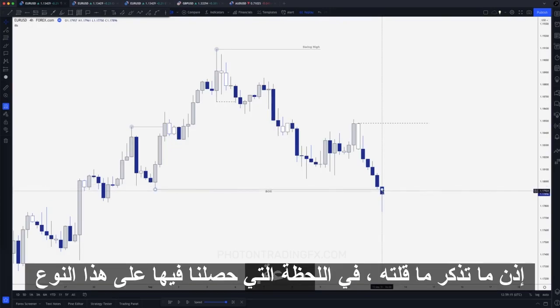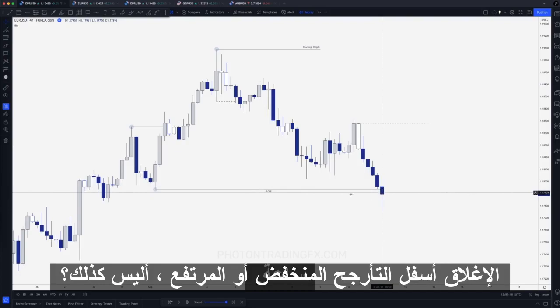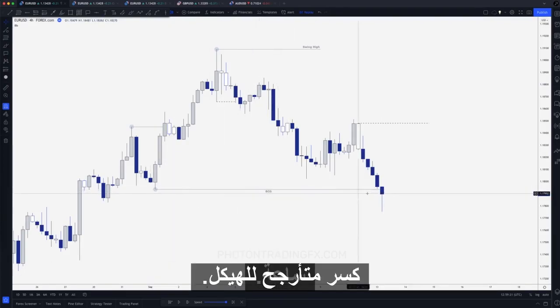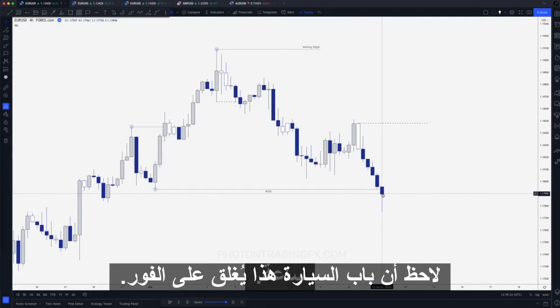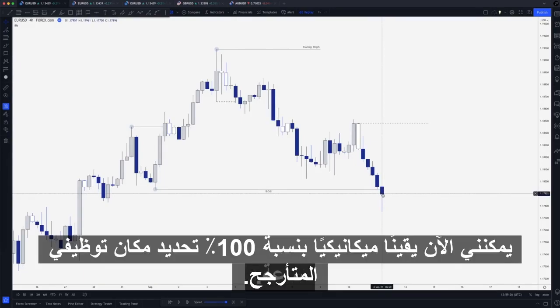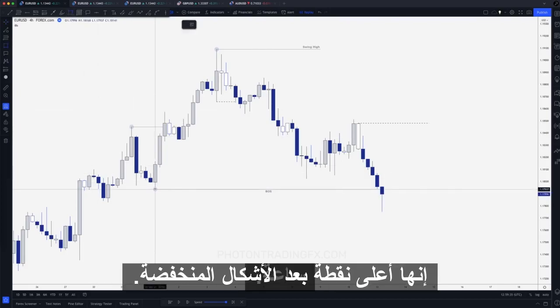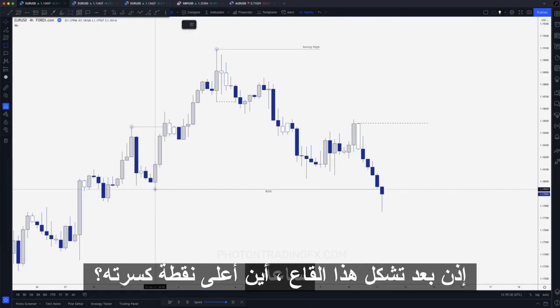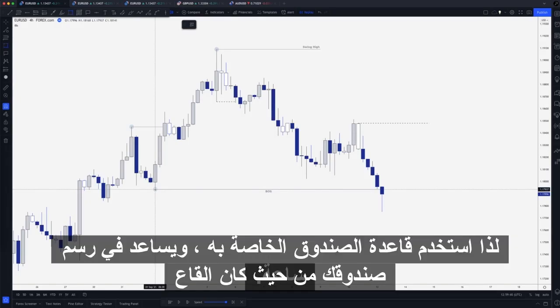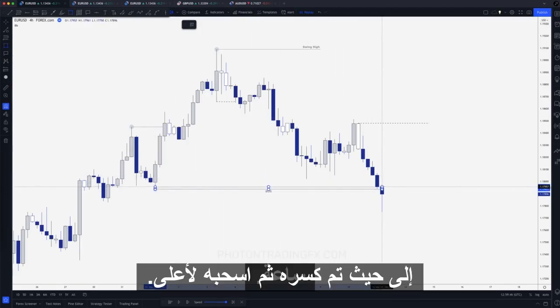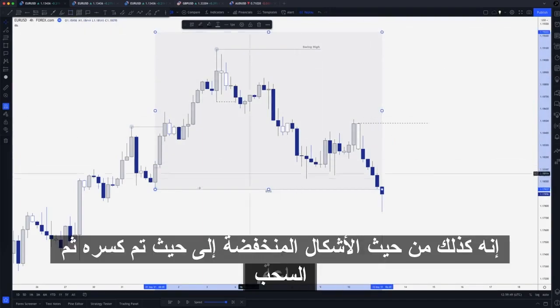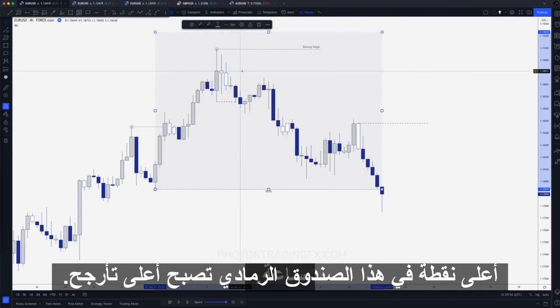So remember what I said: the moment we get that candle closure below a swing low or high, a swing break of structure, the very minute that this candle closes, I can now mechanically, with 100% certainty, define where my swing high is. Where is my swing high? It is the highest point after the low formed that was broken. So after this low formed, where is the highest point that broke it? Use the box rule if it helps. Draw your box from where the low was to where it was broken, and then just drag it upwards. The highest point in this gray box becomes your swing high.